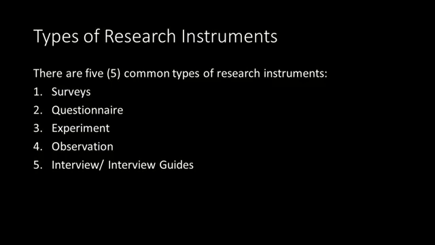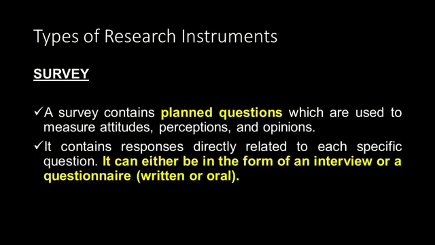For the types of research instruments, there are 5 common kinds. We have surveys, questionnaires, experiments, observations, and interview or interview guides. Let's discuss them one by one. We begin with surveys. A survey contains planned questions which are used to measure attitudes, perceptions, and opinions. It contains responses which are directly related to each specific question, and it can either be in the form of an interview or a questionnaire.